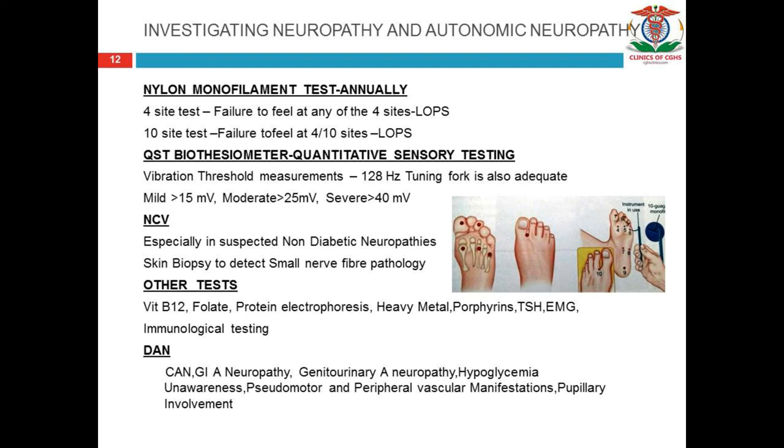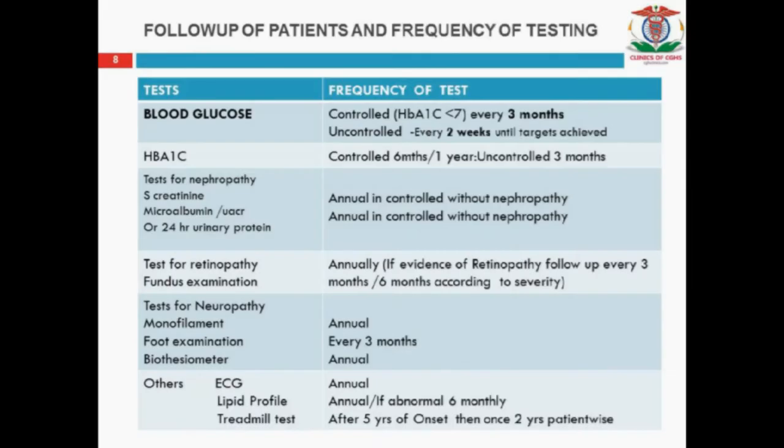But you can use a tuning fork and apply it on the dorsum of the first web, and if the patient does not feel, there is loss of vibration sense. Other investigations which have to be done yearly are ECG, lipid profile, treadmill test after 5 years of onset, and then once every 2 years depending on the symptoms and the cardiological profile of the patient.